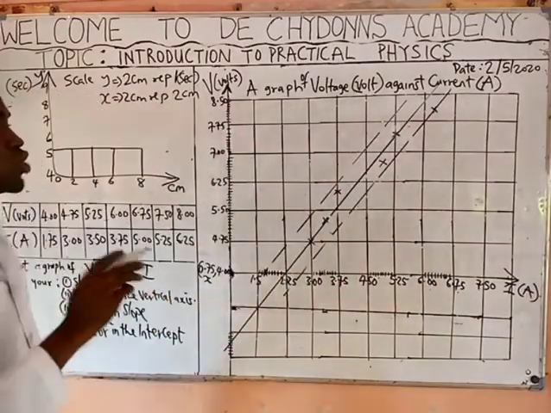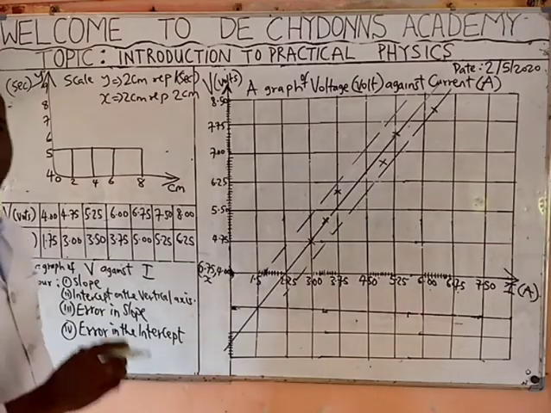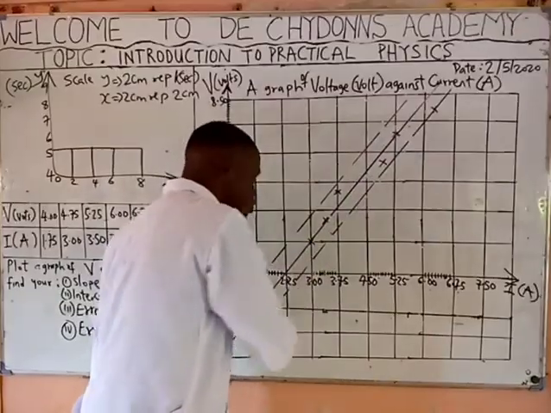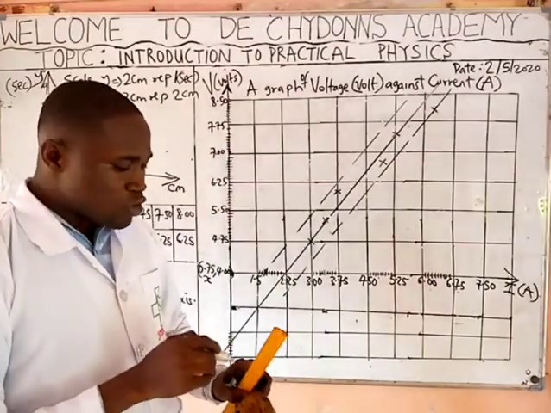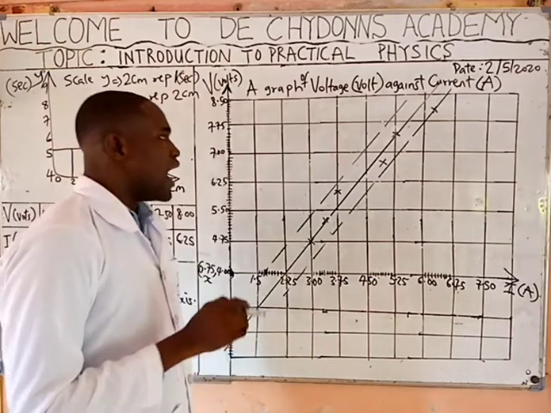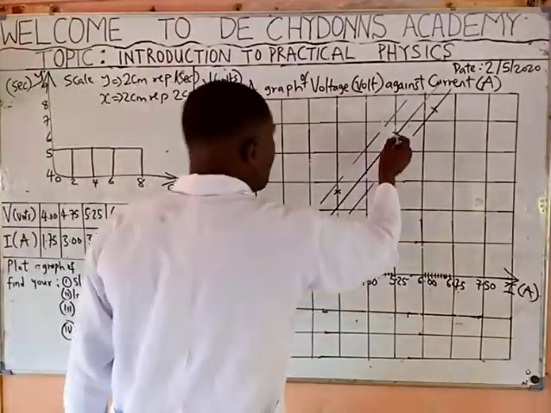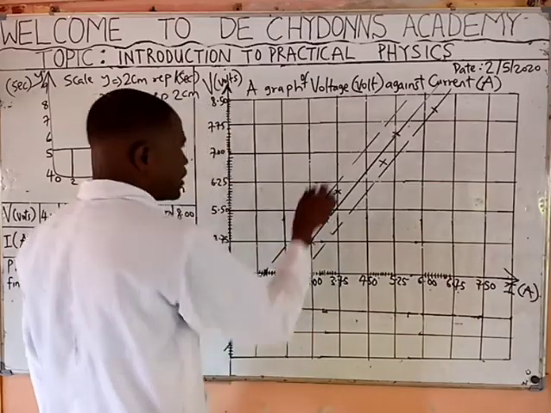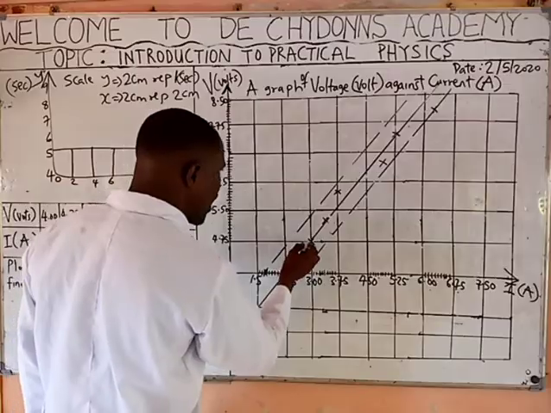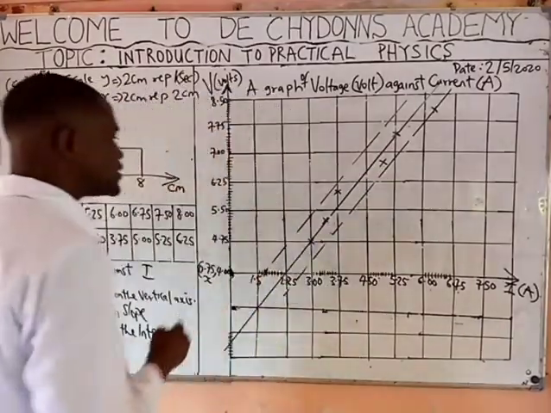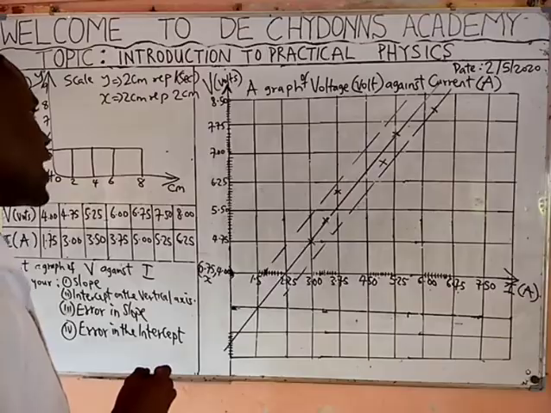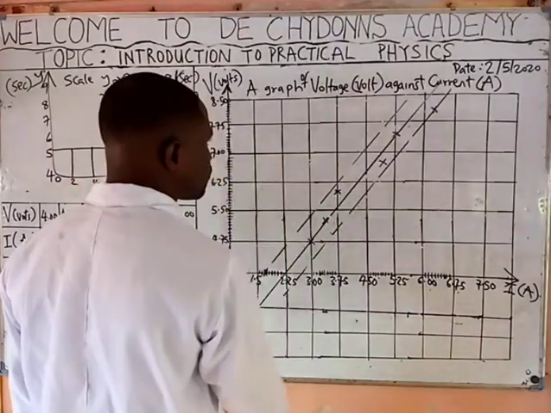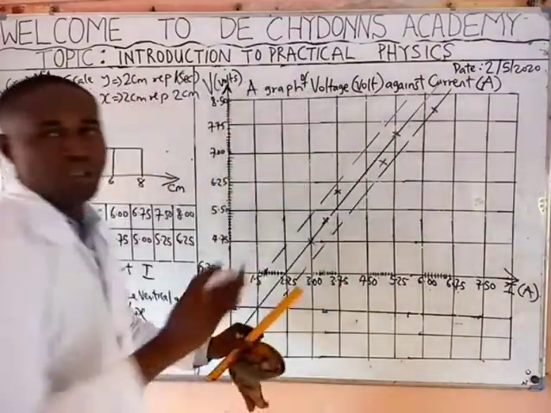Then after plotting your graph, you have to take your line of best fit. This straight line I put is called the line of best fit. For you to put this line of best fit, ensure that the points that entered on this line of best fit, like here now, how many points entered? We have 1, 2, 3. 3 points entered. After 3 points entered, we have 1, 2 left on the opposite side.